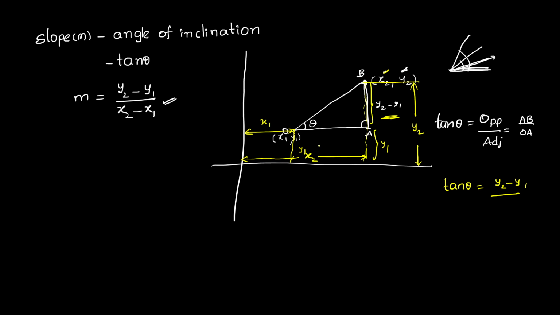by OA, which is x2 minus x1, because the distance of point A from the y-axis is x2 and the distance of point O from the y-axis is x1, and I need only OA, so it is given by x2 minus x1. So therefore tan theta is equal to y2 minus y1 by x2 minus x1.